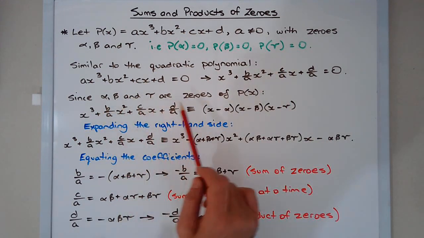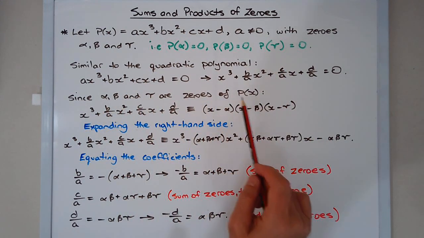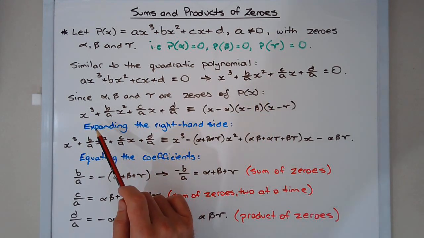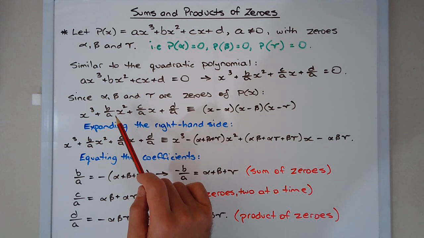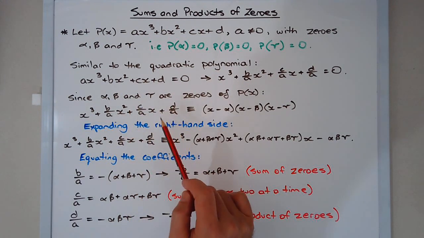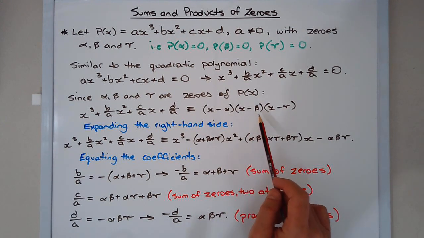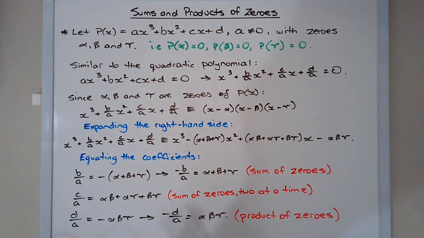Now, since they are zeros of p of x and also roots of the polynomial equation p of x equals 0, we could say x cubed plus b on a x squared plus c on a x plus d on a is identical to x minus alpha multiplied by x minus beta multiplied by x minus gamma.